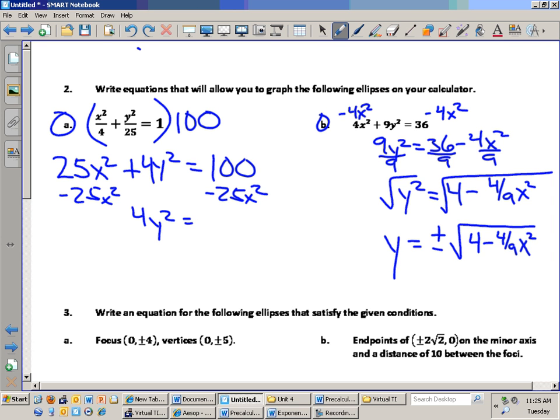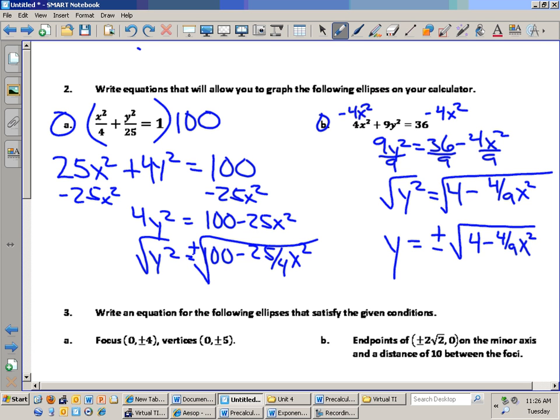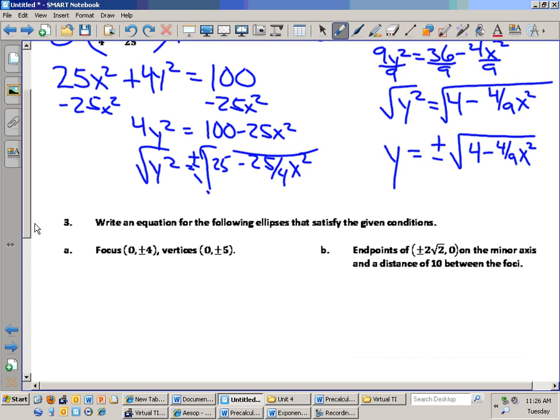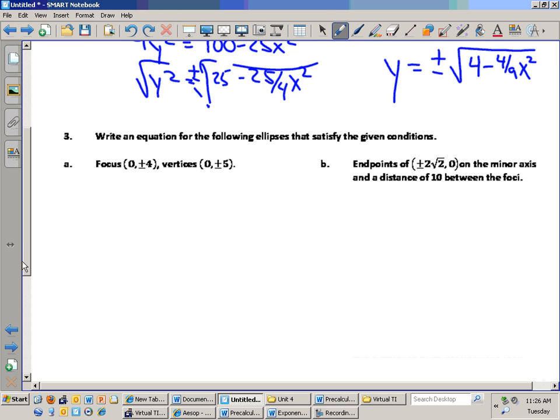4y squared is equal to 100 minus 25x squared. Divided by 4, y squared is equal to 100 minus 25 over 4 x squared. Square root both sides. You've got the plus or the minus. So 25 minus 25 fourths x squared. So we're not going to graph that. You guys know how to do that, but that's just the basic idea.